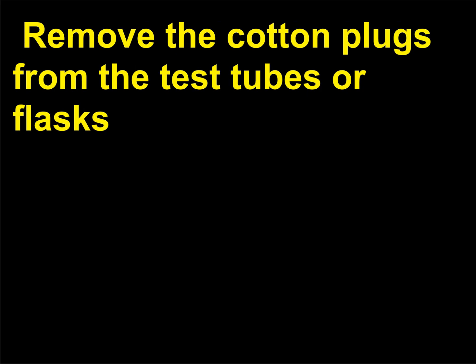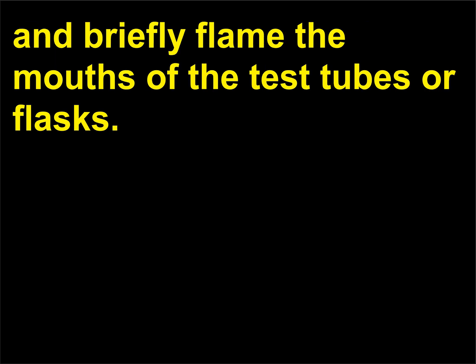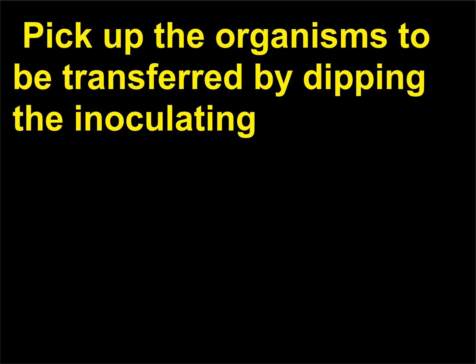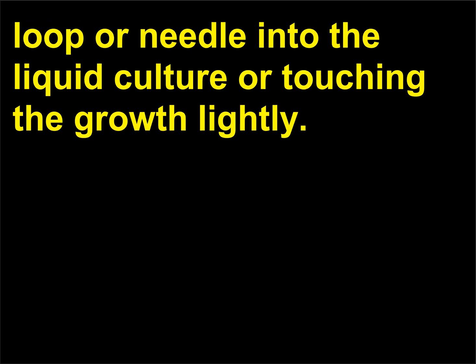Remove the cotton plugs from the test tubes or flasks, and briefly flame the mouths of the test tubes or flasks. Pick up the organisms to be transferred by dipping the inoculating loop or needle into the liquid culture or touching the growth lightly.